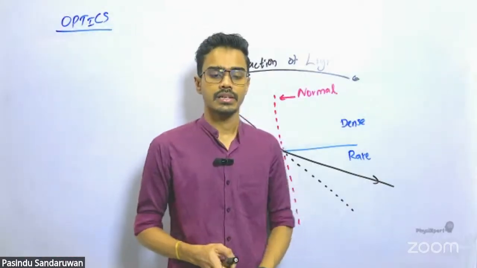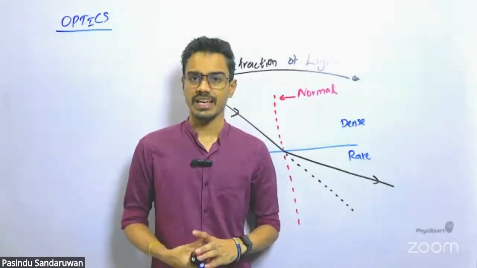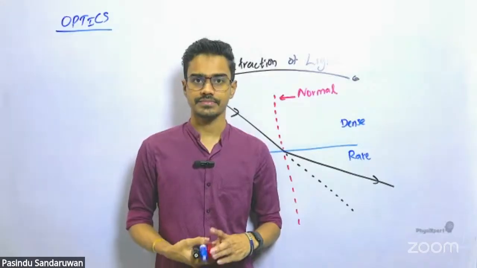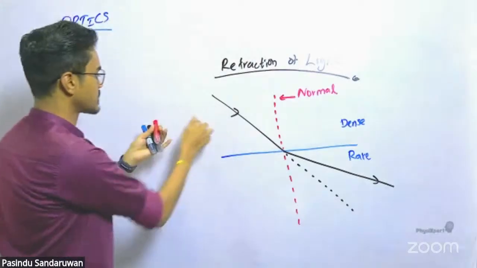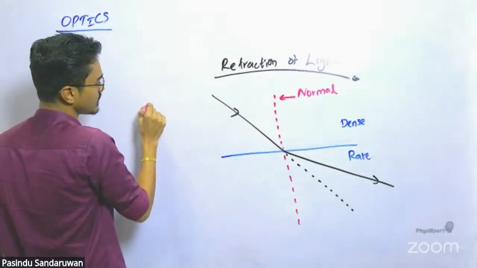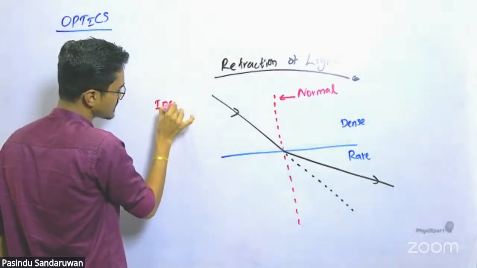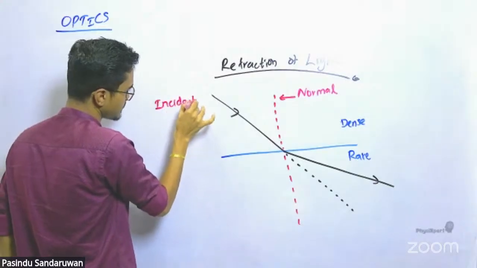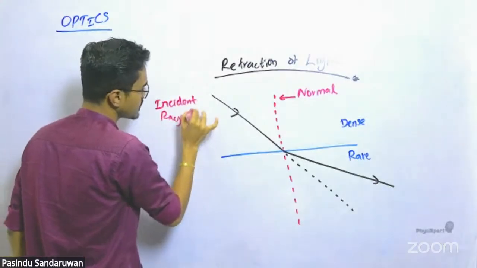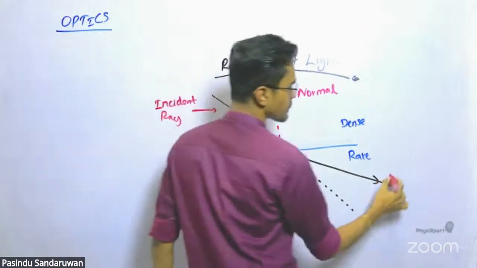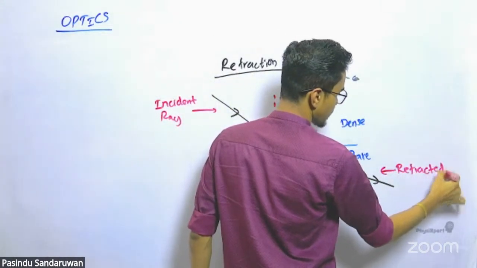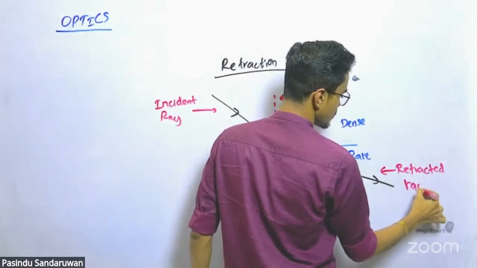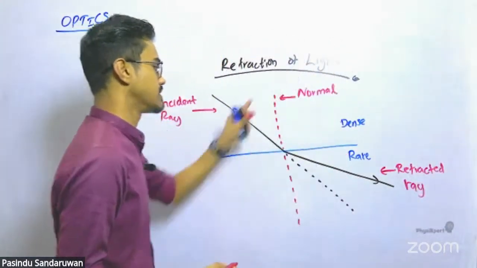The next thing is when measuring angles. Before angles, there are names for these rays. This is called the incident ray. And this is called the refracted ray. And this is the normal.